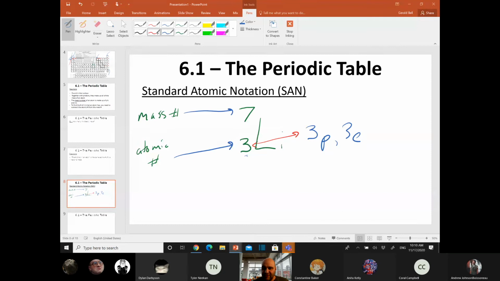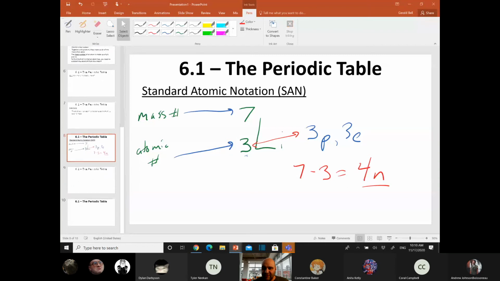And the last thing is the neutrons. We already sort of did this in an earlier example, but to figure out the neutrons, all you have to do is take the bigger number, the 7, and subtract the 3, and you get your neutrons. I wouldn't mind one more example. Again, I hope you have that down.